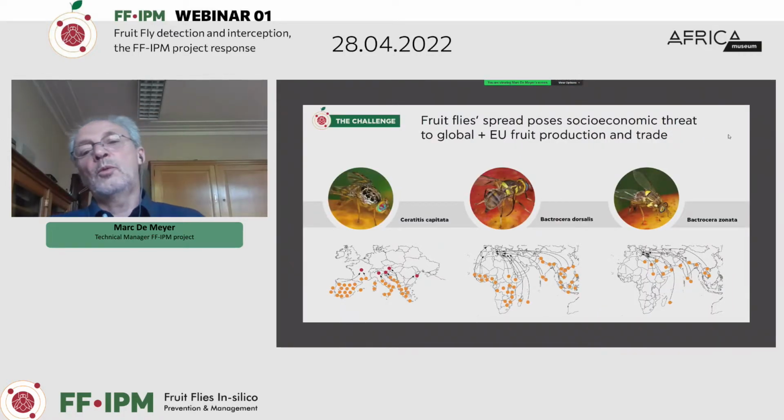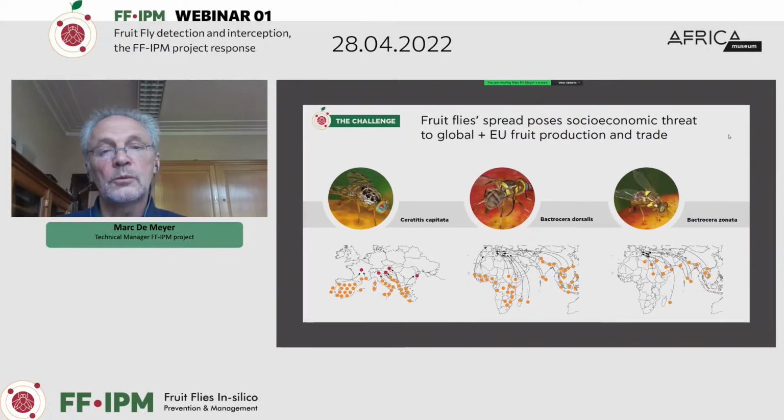So why are we facing an additional challenge regarding fruit flies? Well, first of all, we see that some of the fruit flies that are established, like Ceratitis capitata, are actually extending their range, their distribution. Although the fly has been restricted to the Mediterranean region for a long time, in the last decades we encountered them more and more in more temperate regions north of the Mediterranean region. In the last years, we had records from central parts of France, northern Italy, Austria, and Romania.